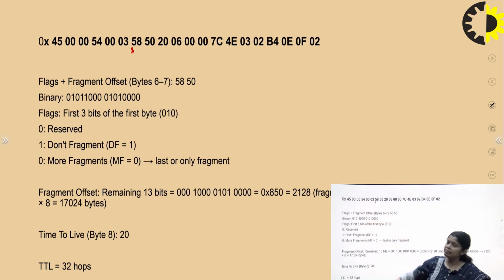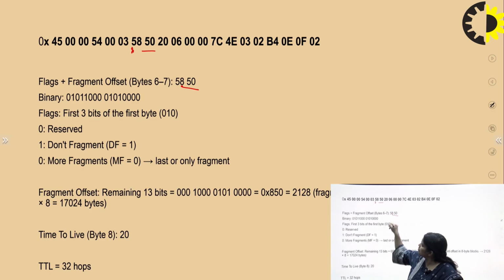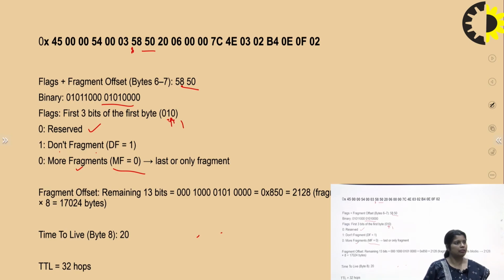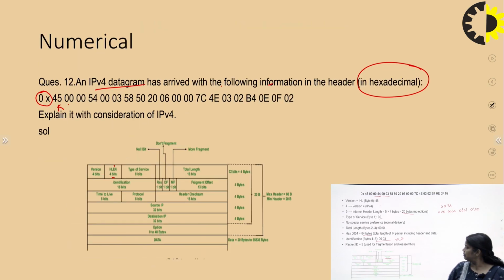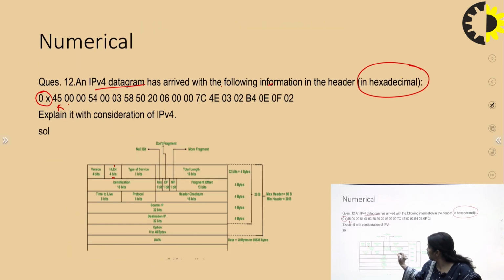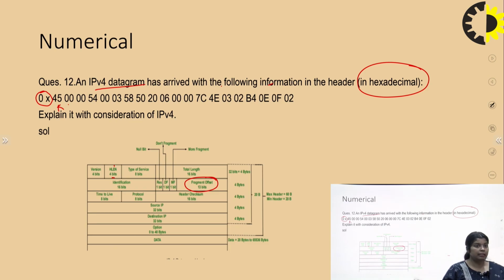Fine. And next are the flags and the fragment offset. That is 5850. So 5850 is converted into this. The first bit is 0 for reserved. Next one for don't fragment, and 0 for more fragment. You can find out easily. Next is the fragment offset, which is a 13 bit value. The 3 bits 010 are for the flags, and the remaining 13 bits are for the fragment offset: reserved bit, don't fragment, and more fragment.